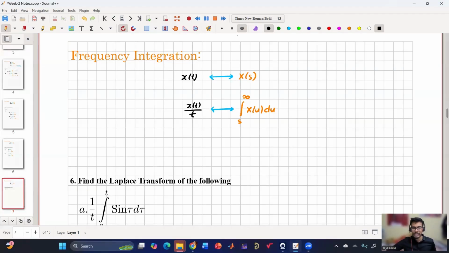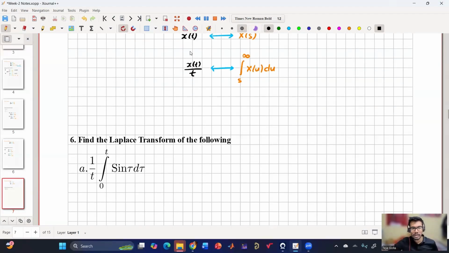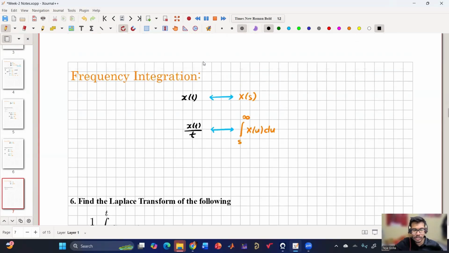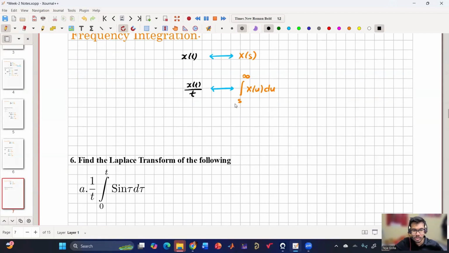So in the time domain, the integration is from 0 to tau, but in the s frequency domain, the integration is from s to infinite. But it is almost the same. If we have integration on x of t, it is x of s by s. Similarly, if we have integration on the frequency side, it is x of t by t. But the only difference here is what? The only difference here is the integration is from s to infinite. Is that clear?